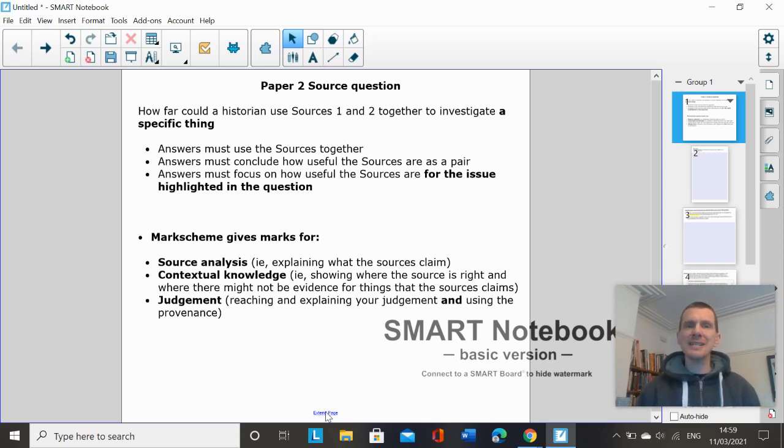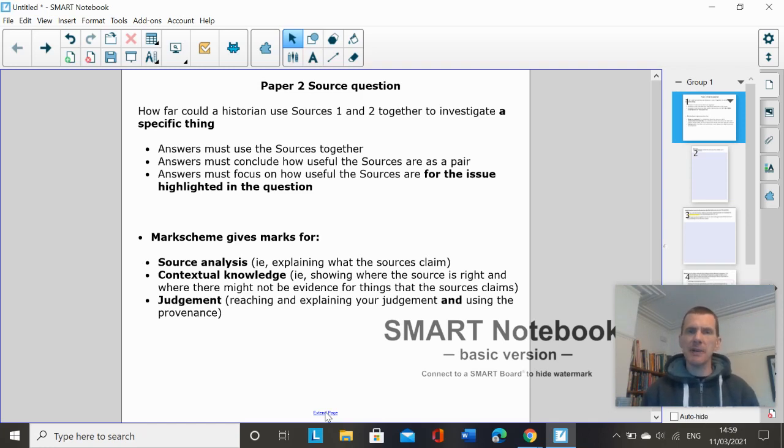Secondly, have you got contextual knowledge of this particular issue that the question is about? Can you use that to show where the source is right and perhaps where they might not be evidence for the things the source is claiming, or even, as we'll see in the exemplar we look at, where the sources are perhaps not talking about something that they ought to be because of why they've been written to start with.